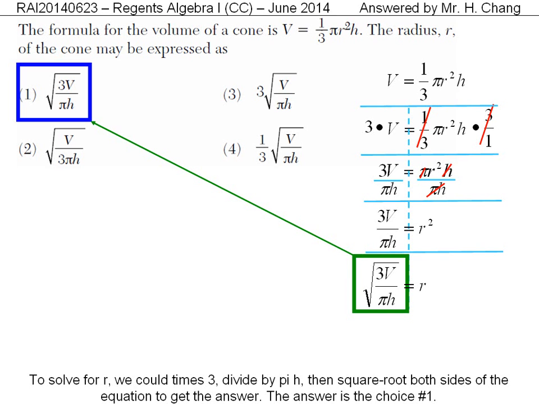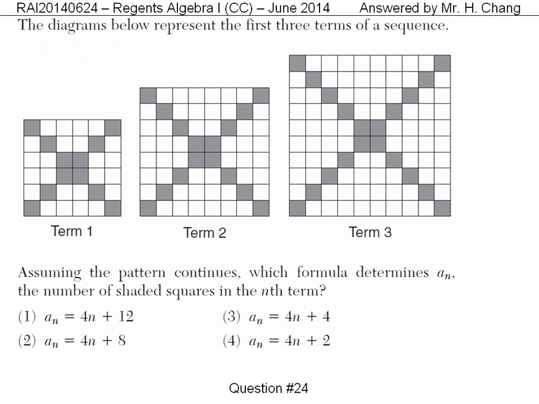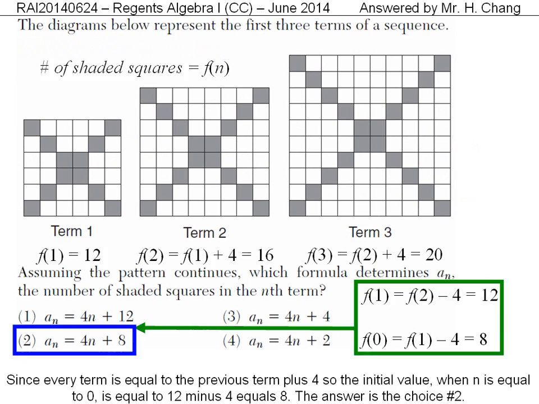The answer is the choice number 1. Question number 24. Since every term is equal to the previous term plus 4, the initial value, when n is equal to 0, is equal to 12 minus 4 equals 8. The answer is the choice number 2.